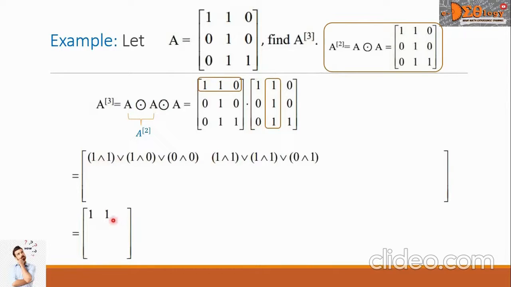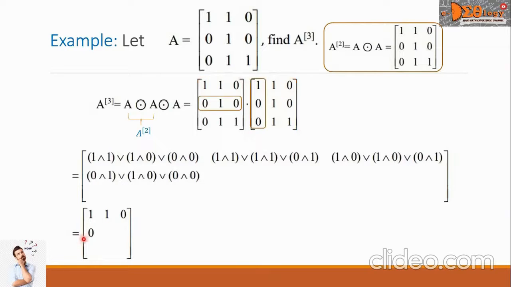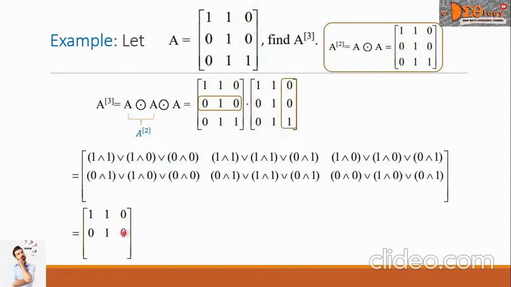The second element is 1 as we multiply this first row and the second column. Third element is 0. We multiply the first row by the third column. The next element here is 0. We multiply the second row by the first column. The next element is 1. We multiply the second row by the second column. Next element is 0. We multiply the second row by the third column.